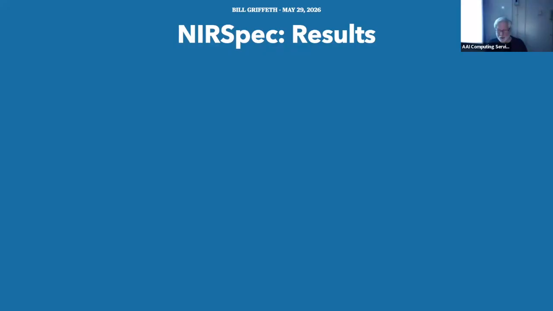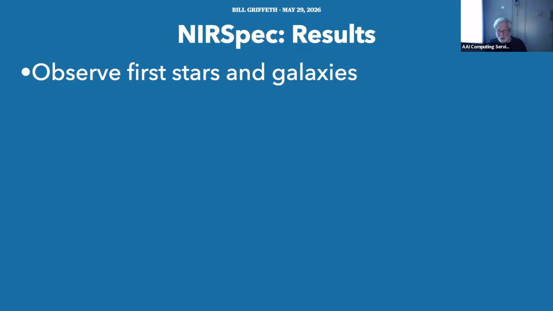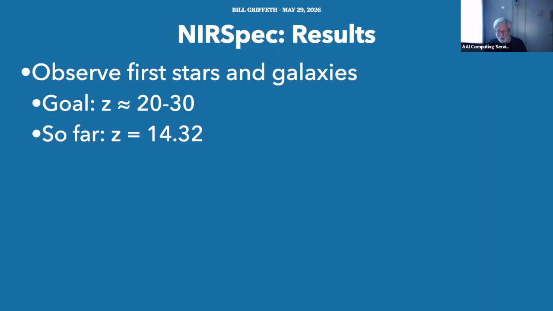And the results, there are some interesting results here due to James Webb. You've seen the fantastic pictures that have come from that Space Telescope's camera, but these results are due mainly to the spectrographs. So in looking for the first stars and galaxies, one goal was to find stars from Z equals 20 to 30. And the furthest one found so far has redshift of 14 and a little more.